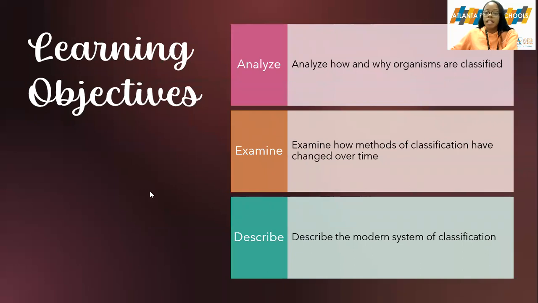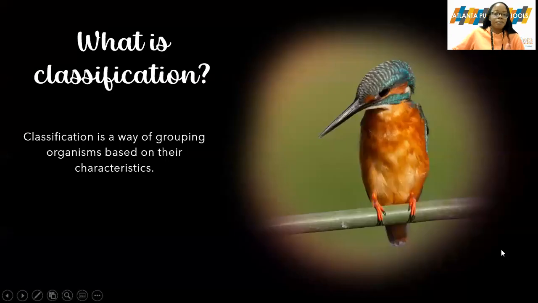So first, we will analyze how and why organisms are classified. We will also examine how methods of classification have changed over time, as well as describe the modern system of classification. So we will pretty much take a look at what the classification system was like at its creation, and we will look all the way up until the modern day use of this classification system. So let's get into it.